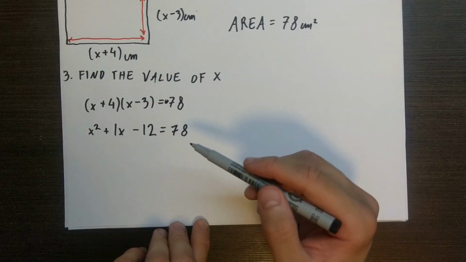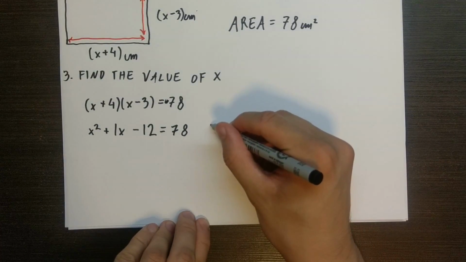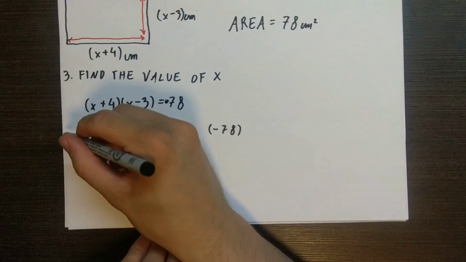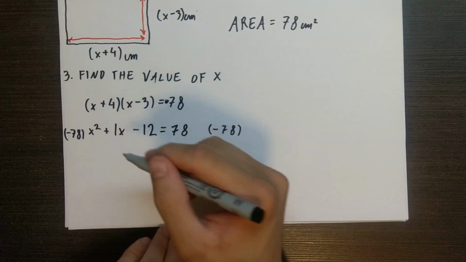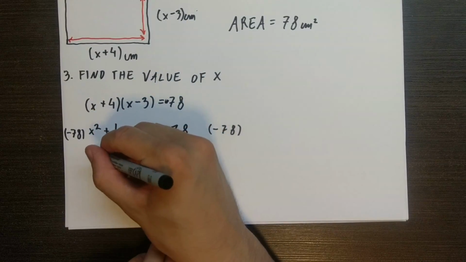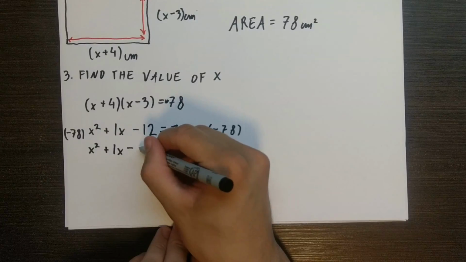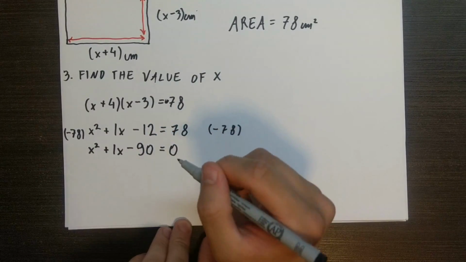Now, what do we do with this? We transpose this equation by taking away 78 on both sides of this equation. So what are we left with? We are left with x squared plus 1x minus 90, which will give us 0.